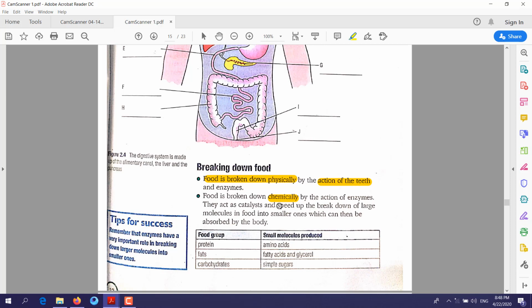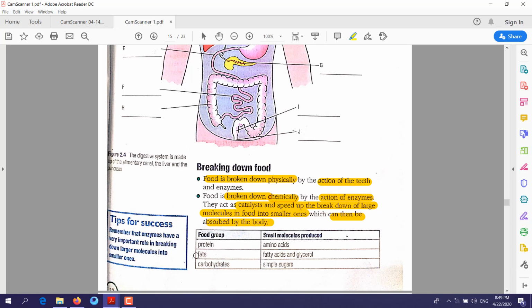Then the second step of breaking down food is breaking down food chemically. This process happens by the action of enzymes. These enzymes act as a catalyst that speeds up the process of breaking down food, breaking down large molecules in food into smaller ones, which then can be absorbed by the body.